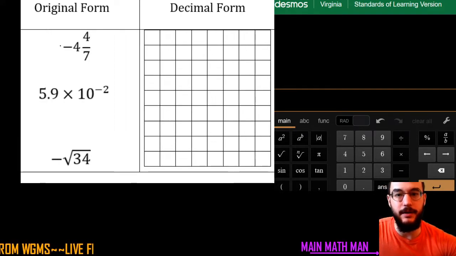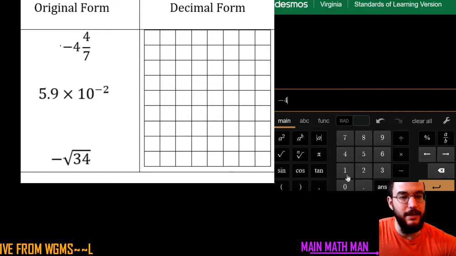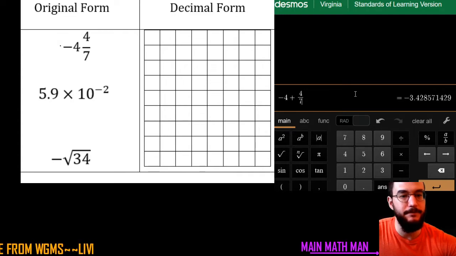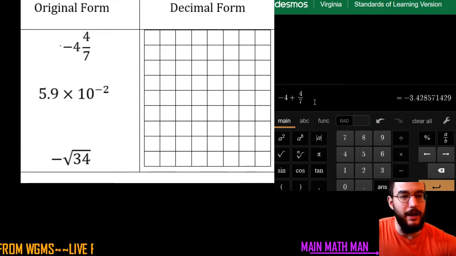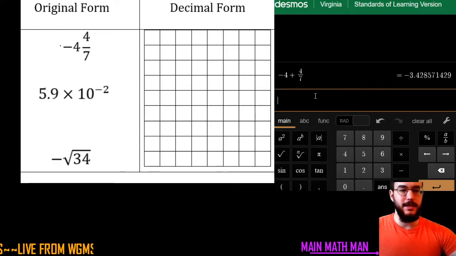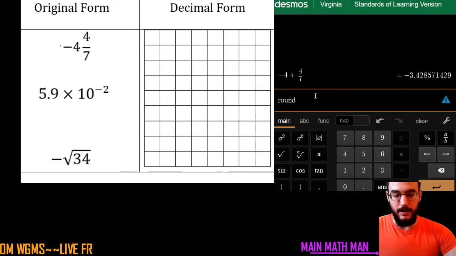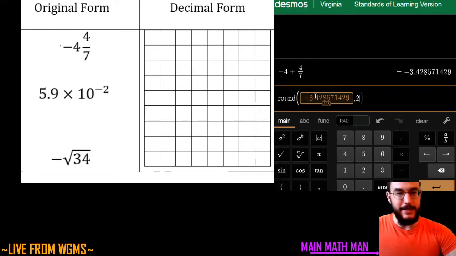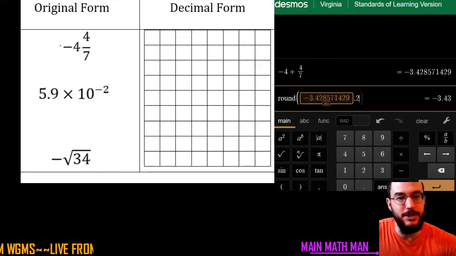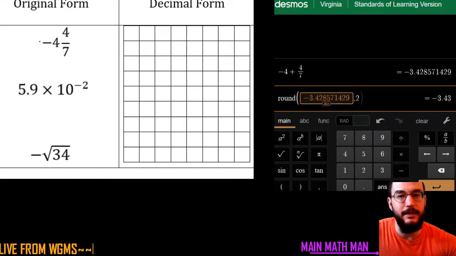And so now I want to say, all right, again, I need to change this to a decimal form. So I have negative 4, and so I have plus 4 over 7. So again, I kind of want to use those first 2 decimal places. So in order to do that, maybe I want to round my answer to the second decimal place. Again, I can type it just like that, and so I have it in there.